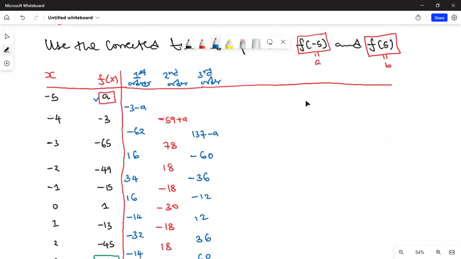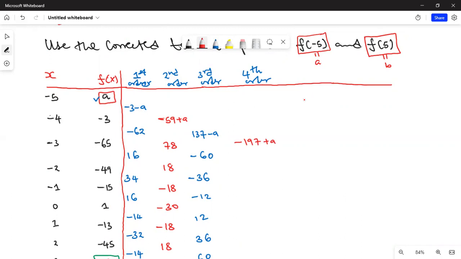Let's see the values under the fourth order difference column. Again, we subtract -60 minus 137, then plus a, because a minus and a minus is a plus. So I'll simply press -60 minus 137. That should give you -197. I'll write it here, -197. And then it should be plus a. So -197 plus a.